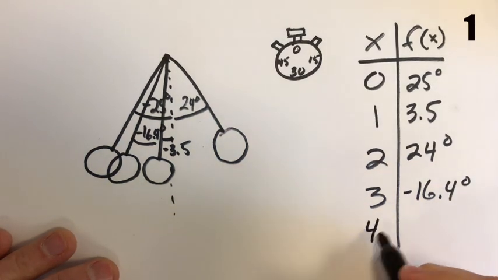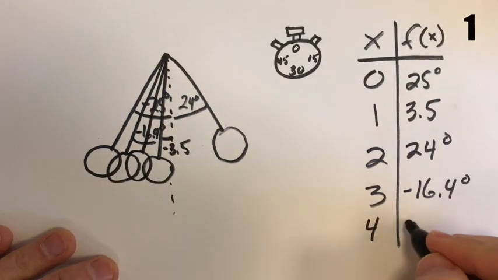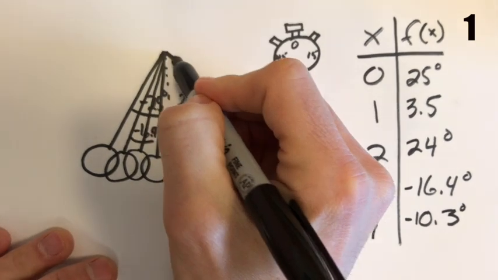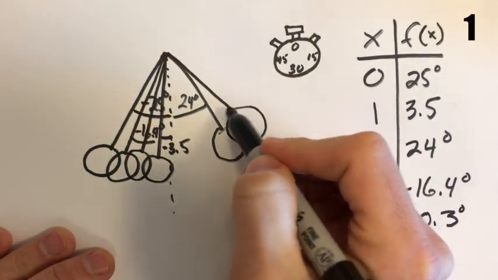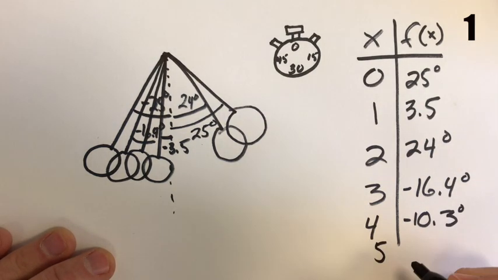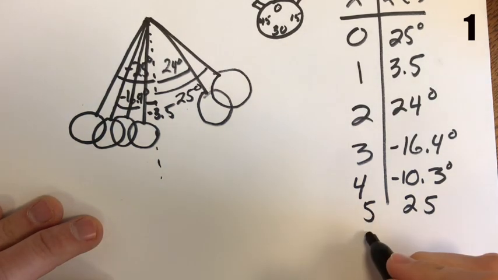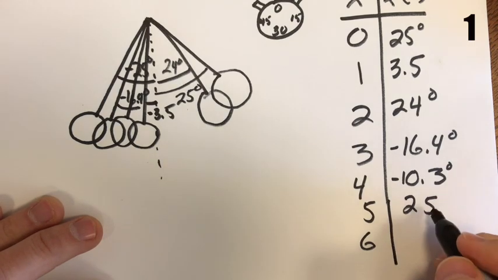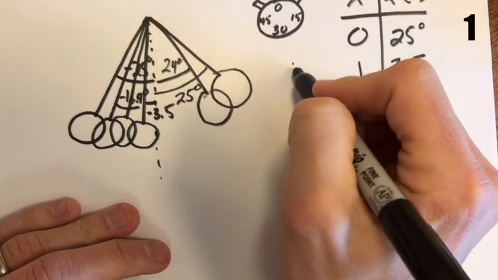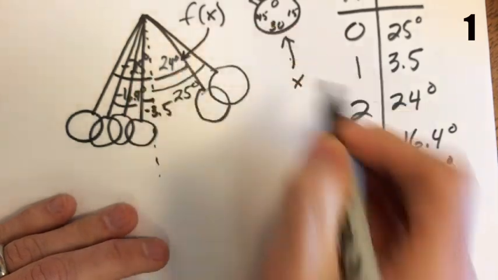At 4 seconds, -10.3, so that's squeezed in somewhere here. At 5 seconds, it's actually all the way out at 25 again. And at 6 seconds, it's back to -10.5. So if x is the time in seconds, and f of x is the rotational angle of the pendulum.